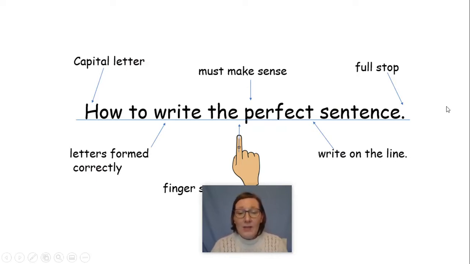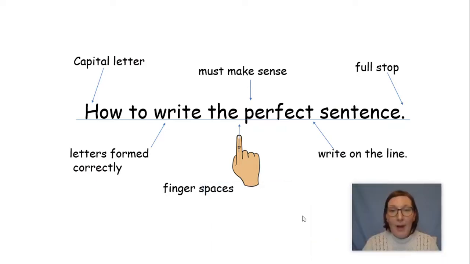Okay, so we need to remember how to write the perfect sentence. Do you remember this from last week? So we always must start our sentence with our capital letter. We need to make sure that the letters are formed correctly. We don't forget those finger spaces in between each of the words. We write on the line. We make sure at the end of our sentence we have a full stop. And we must make sure it makes sense. You're going to need to use these skills today, children, to help you retell the story.